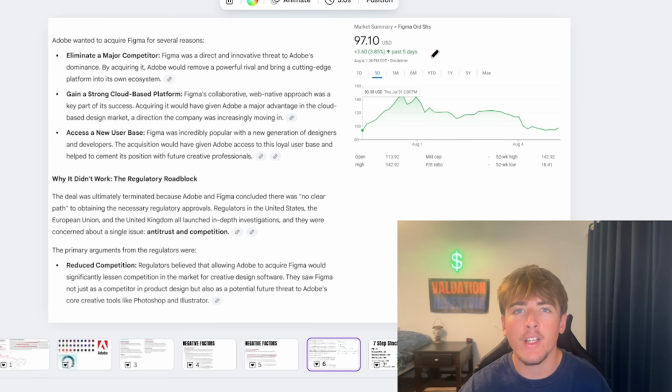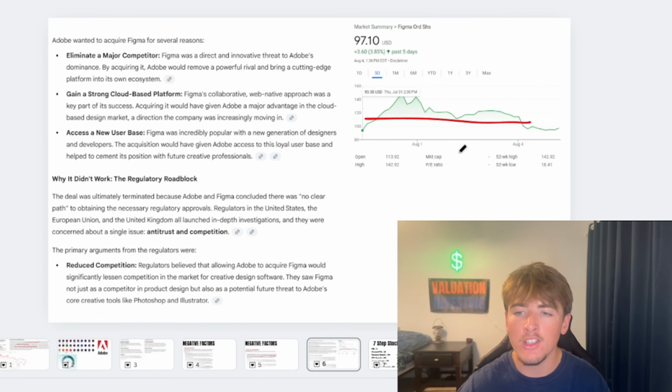If you didn't know, there's a company called Figma that just recently IPO'd and had a pretty strong IPO day, but has been going down ever since. Nonetheless, this company is still at a 40 billion plus market cap, and compared to Adobe at a little bit over 100 billion, it's actually pretty close to the same market cap. The biggest reason I'm talking about this company is that Adobe tried to acquire Figma, because Figma was a direct and innovative threat to Adobe's dominance. By acquiring it, Adobe would remove a powerful rival, and they also wanted to gain a strong cloud-based platform and access to a new user base.